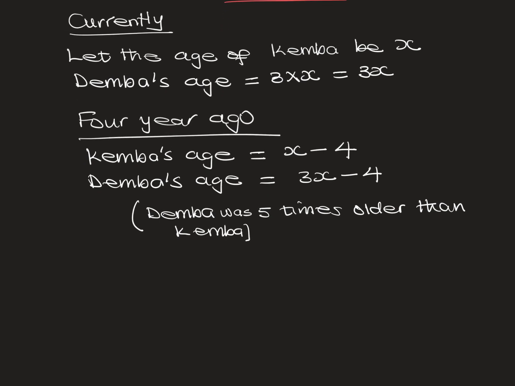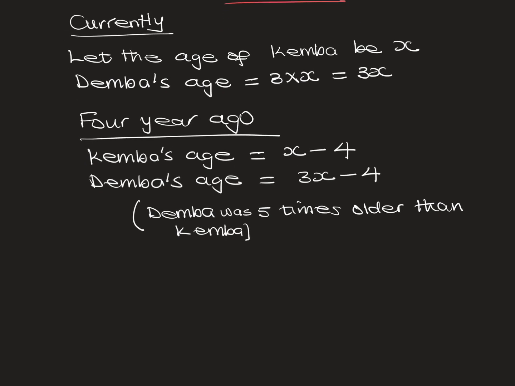right? So what that means is if you compare their ages, Demba is 3x minus 4. When you compare it to Kemba's age, which is x minus 4, it will be 5. What that means is Demba is 5 times as old as Kemba. So that is, let's say if at all you say divide by 1, meaning if Kemba's age is 1, Demba's age will be 5 times, right?